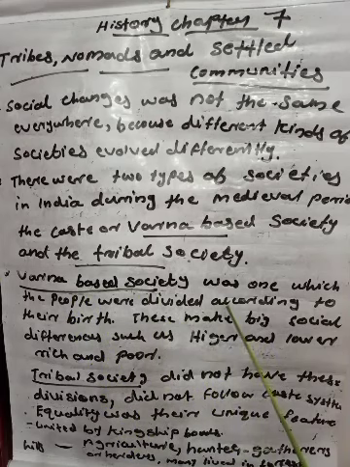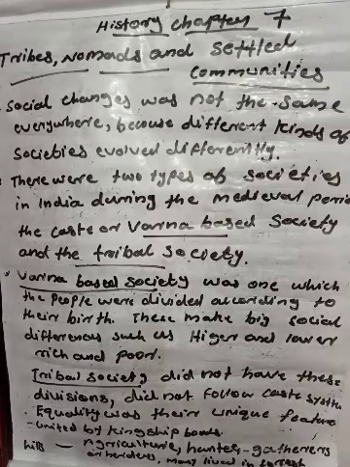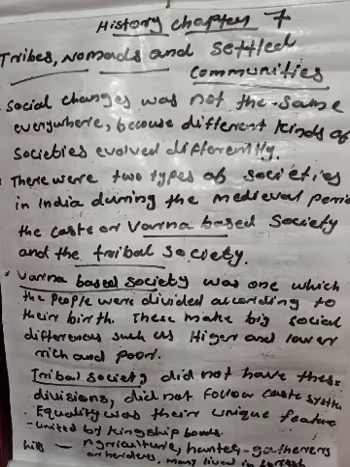Varna-based or caste-based society was one in which people were divided according to birth. Already we know this because from the 6th standard we started to study the Varna system or caste system. In that, the priests, Brahmins, divided different people into different classes: Brahmin, Kshatriya, Vaishya, Shudra. Brahmins were priests and the higher caste, and their duty is to study Vedas, teach Vedas and perform sacrifices. Second, Kshatriyas, they were rulers and warriors.